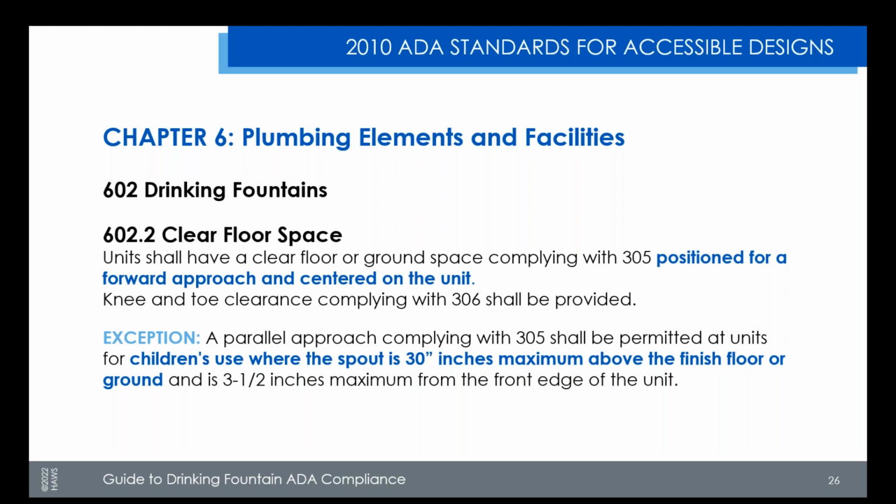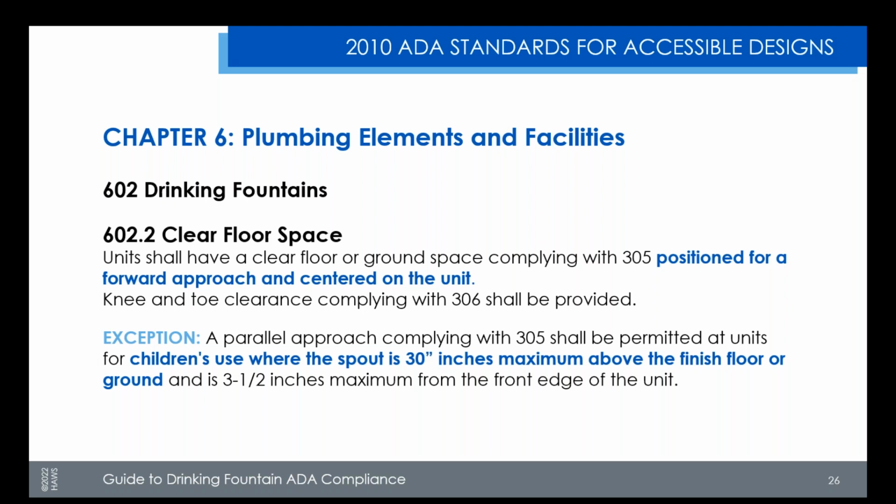Now in chapter 6, we get into the specifics regarding plumbing elements and their measurements. So first off, 602.2 covers clear floor space and the necessity to have that clear floor space centered on the unit, not on the alcove, not on between the wing walls, whatever it is that you're building or you're looking at, but centered on the element itself. So this is for a forward approach, as a parallel approach needs to be set up differently.